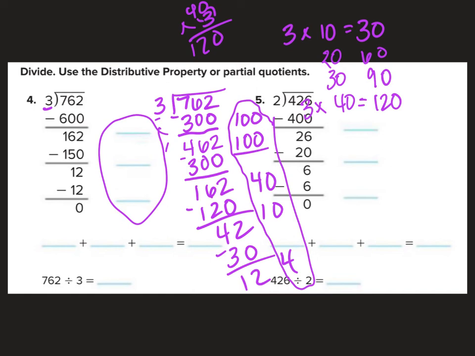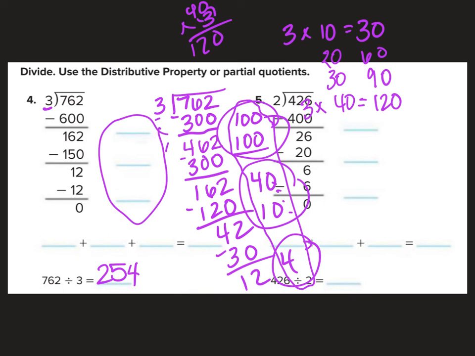I could have done 10, 10, 10, 10, right? I didn't have to do 40s. I could have just done, I know 10 threes go in there, minus 30. 10 threes, minus 30. 10 more threes, minus 30. You can subtract as many different partial quotients as you want. Then we just have to add them all together. So here I have 200 plus 40 plus 10 plus 4 is 254.